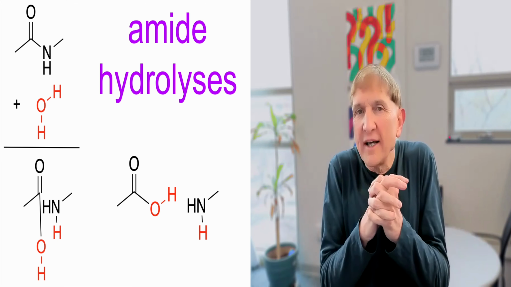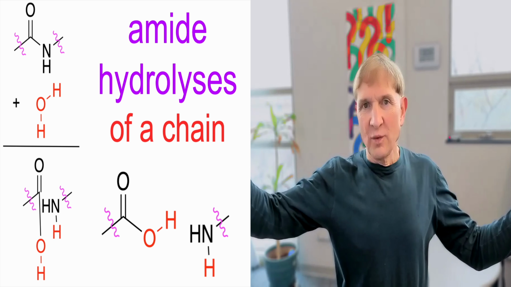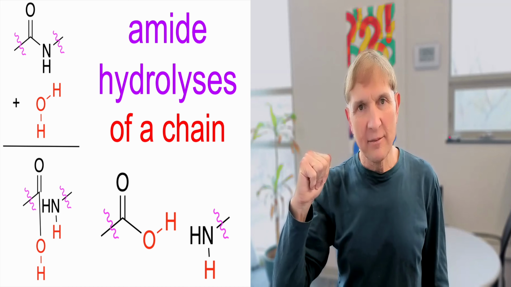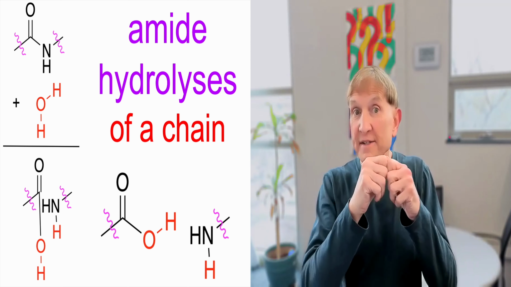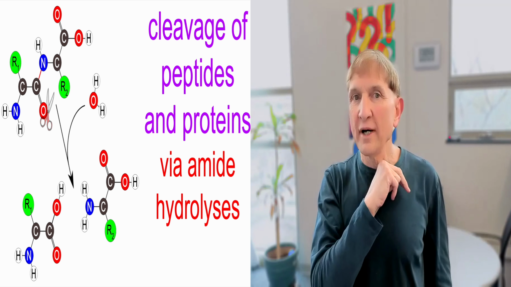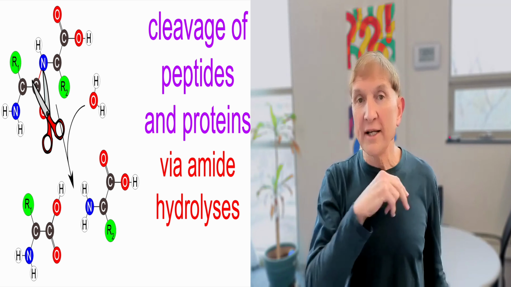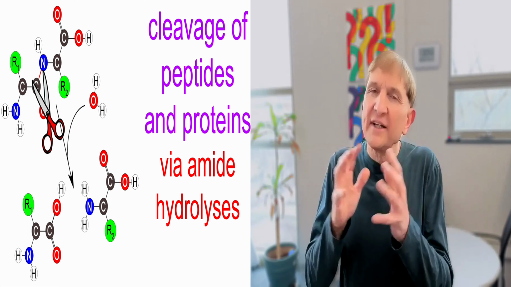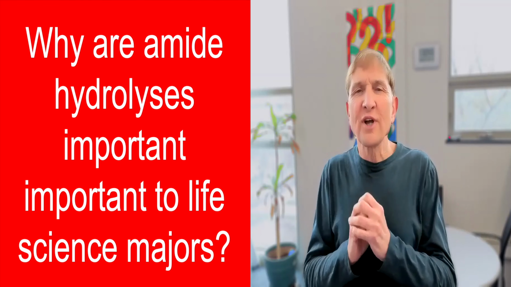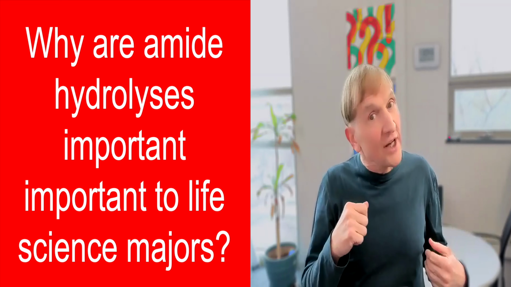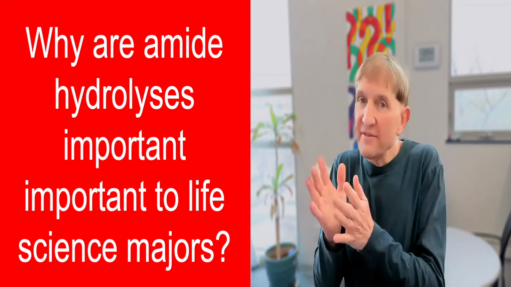Now, what if that amide was part of a chain? Well, if we did amide hydrolysis, we'd cut the chain at that amide bond. If that chain is a peptide, and we could cut selectively at one amide bond, then we cleave the peptide into two smaller ones. And this is why acid-mediated amide hydrolysis is so important to most students studying organic chemistry, because most students taking introductory organic chemistry are life science majors.